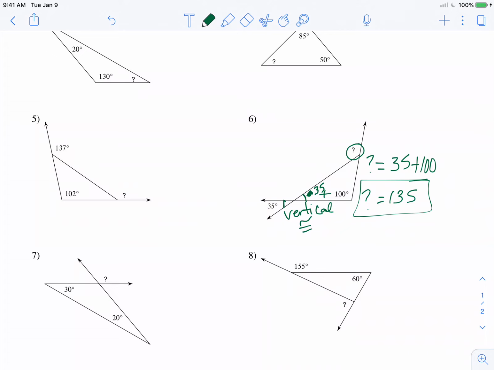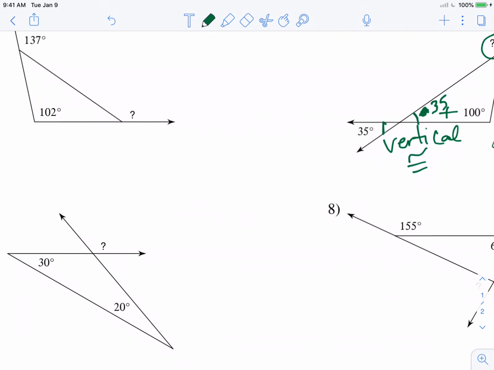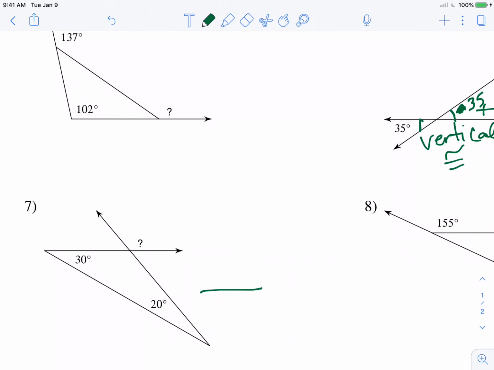The second one I want to look at is number 7. So if we look here, this angle here is formed by these two intersecting lines. So I can't just add these two together and get the question mark. But what I do see is that this angle here and this angle here are vertical, so they're going to be congruent.